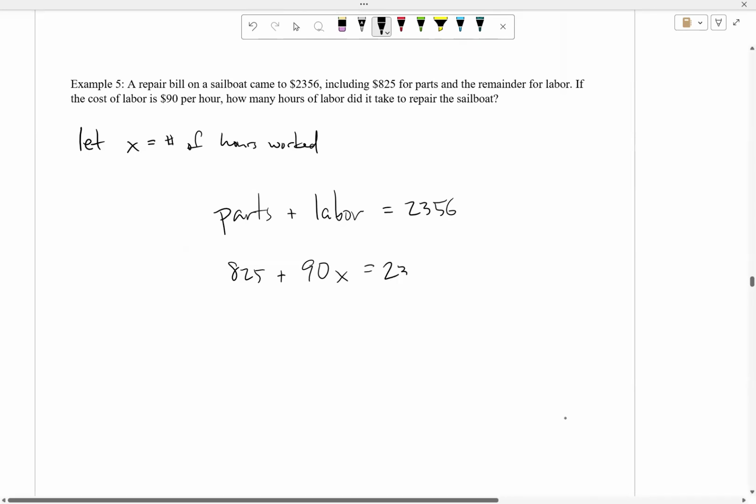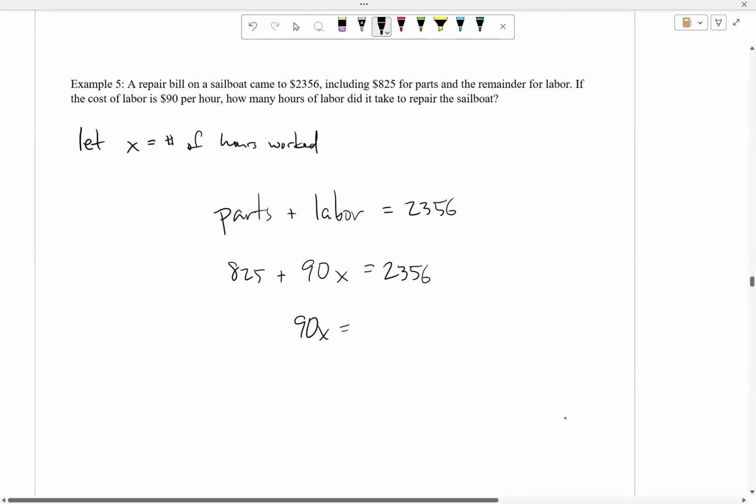Well, I thought the A25 was... Yeah, that's labor. Also, the wording is awkward. Okay, yep. So if we interpret it this way, let's see if this makes sense. A repair bill on a sale bill came to 2,356, including 825 for parts. Maybe it needs a comma or something. Or just an understanding of how math could be a little bit awkwardly worded in English. Because this says 17 hours too. Is that what it works out to be? Is this an easy problem to solve? I hope so. It's just getting to this is the hard part.